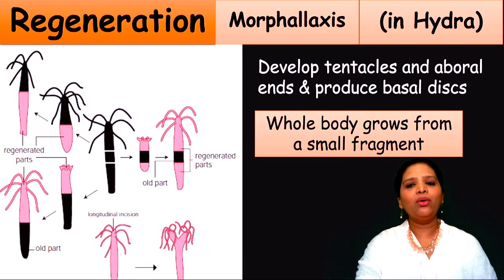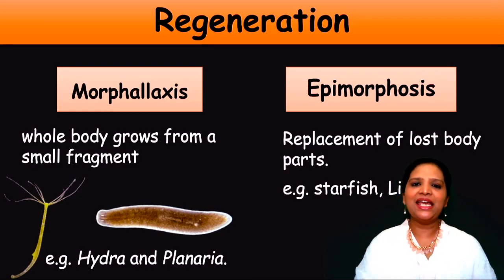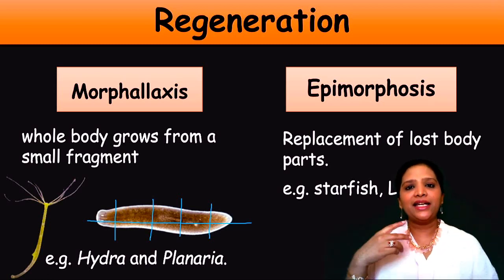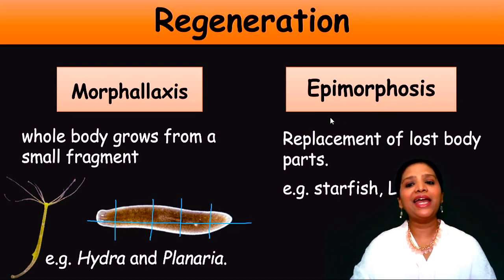So here the whole body grows from a small fragment. That is very peculiar. The same thing happens in the planaria worm also. Wherever you cut this organism, it will regenerate the whole body parts. Understand? So this is morphallaxis. The whole body grows from a small fragment. The next method of regeneration is called epimorphosis. Here, replacement of only a particular part of the body is called epimorphosis.